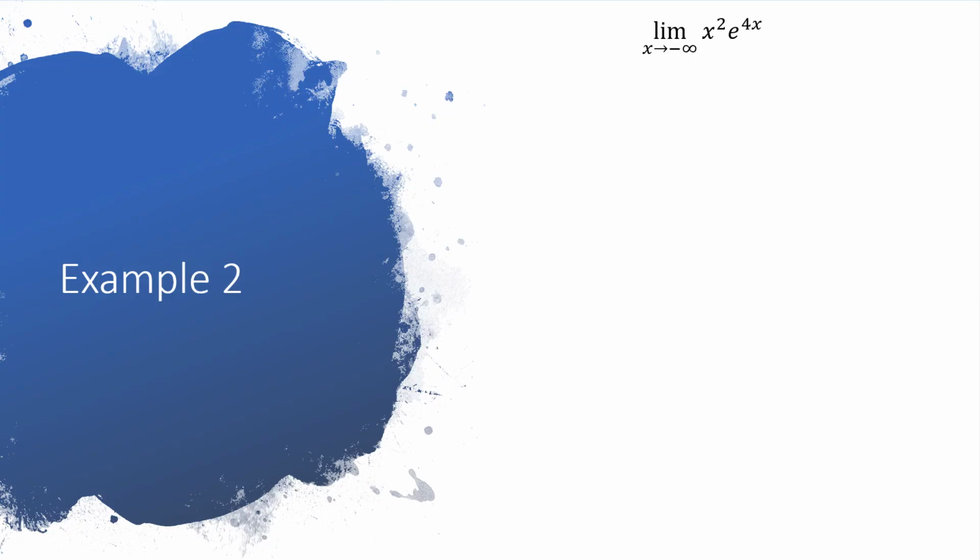All right, example 2, we have the limit as x approaches negative infinity of x squared e to the 4x. Now, when I plug in negative infinity, I'm going to get an indeterminate form of 0 times infinity, or infinity times 0, which tells me that I can rewrite this. The easiest way to rewrite this to get a L'Hopital situation is to drop that e to the 4x down, making it e to the negative 4x. So I have the limit as x approaches negative infinity of x squared over e to the negative 4x.